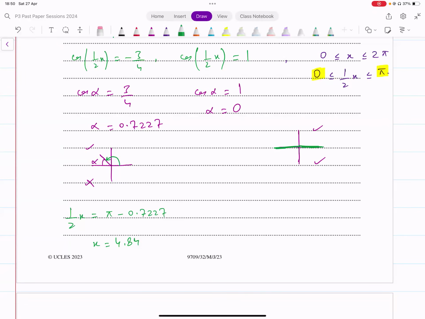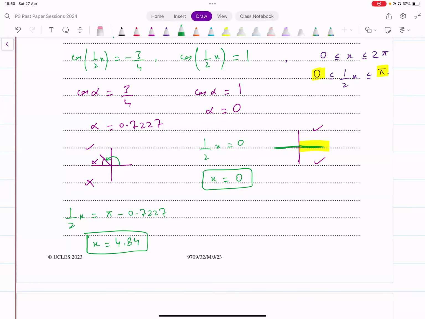Which one do we choose? The one on the right side, right? Because here we've got both ticks. So this is the angle that we choose here. What's that angle? That's 0. So we get half x equals 0 from this, and the value of x that we get from this one is 0. These are the two possible values of x that we get. X is either equal to 0 or it's equal to 4.84. These are the two values of x that we get.